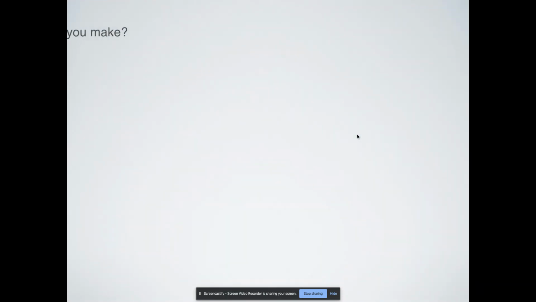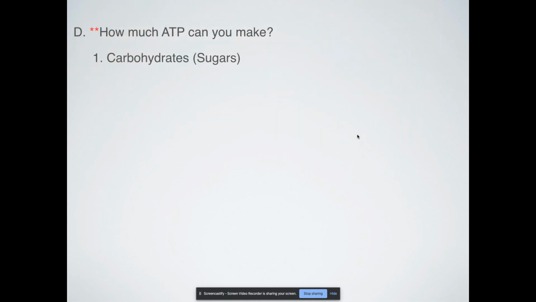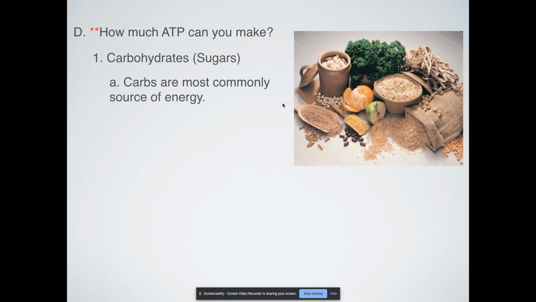All right. How much ATP can you make? Well, carbohydrates, sugars, right? Generally speaking, carbs are your most commonly sourced energy device that your body uses anyway, right? Think about it. Most of the stuff that you probably consume has a bunch of carbohydrates or sugar in it already. So here are some carbs. You got fruit, you got grains, stuff like that. Pasta, I think, is over here. So a single sugar molecule like glucose makes about 36 ATP, which is quite a bit, by the way.